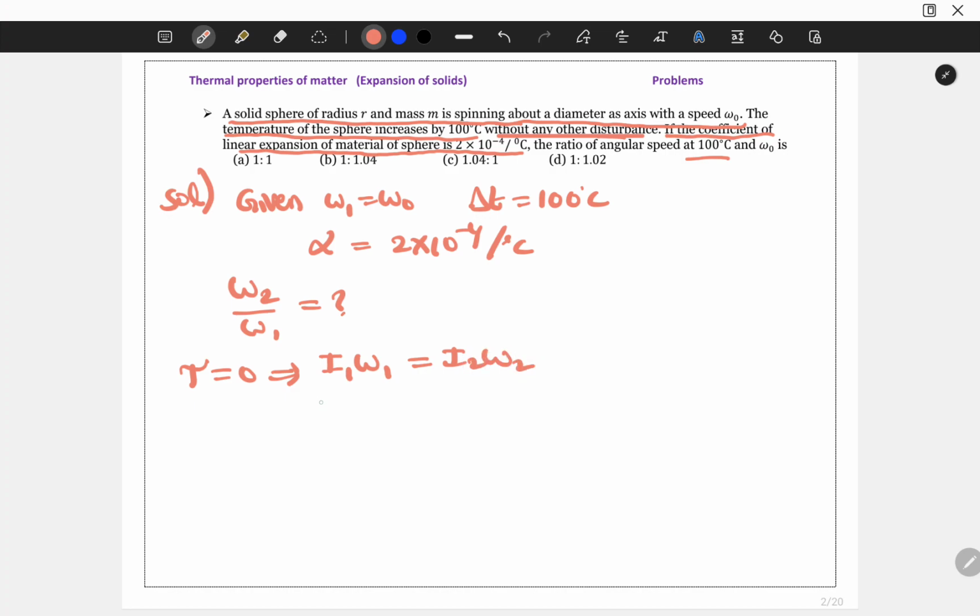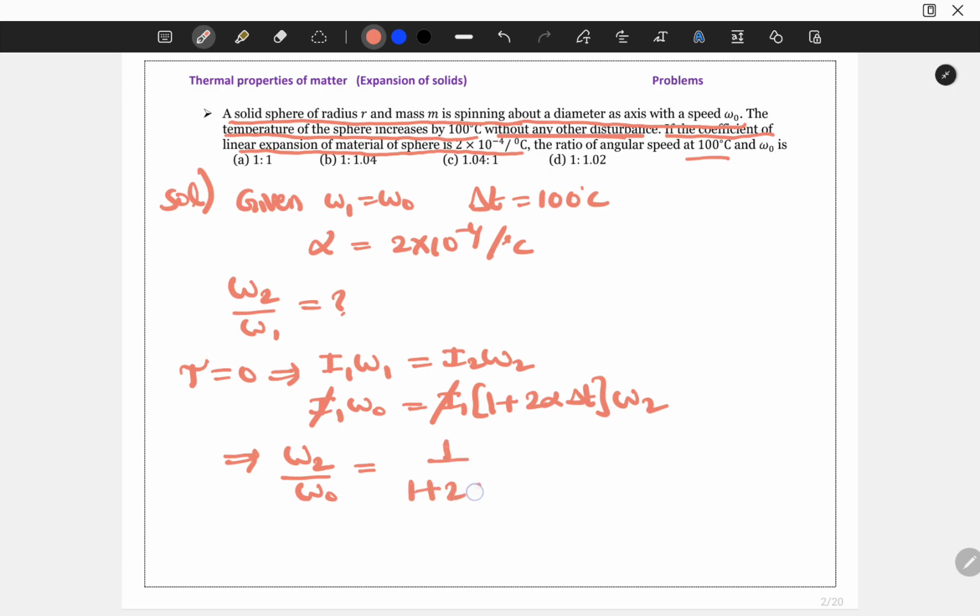Now, I1 is as it is, omega 1 is omega naught. I2, from the concept, is equal to I1 into 1 plus 2 alpha delta t, and omega 2 is as it is here. Now I1 gets cancelled. Now we require omega 2 by omega 1, which indicates omega 2 by omega naught is equal to 1 by 1 plus 2 alpha delta t. So therefore 1 by 1 plus 2 into alpha value, which is 2 into 10 power minus 4, delta t is 100.